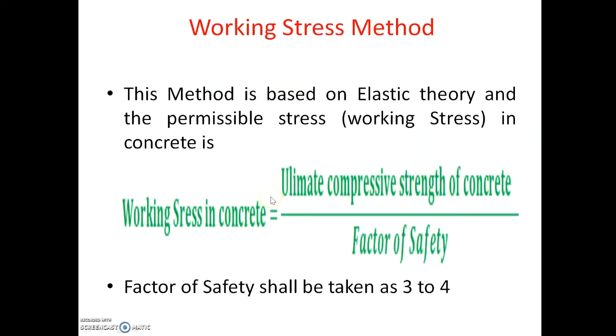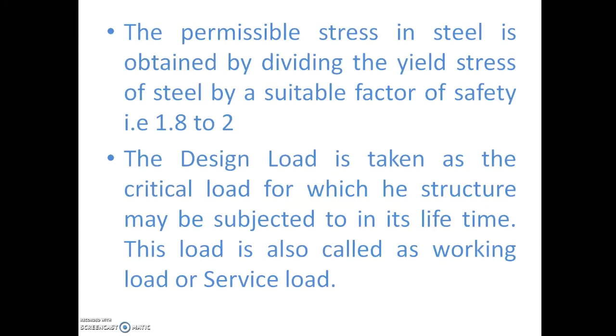The working stress method is based on the elastic theory. The working stress in the concrete is equal to the ultimate compressive strength of the concrete divided by a factor of safety. In this case, the factor of safety is taken as 3 to 4. The permissible stress in the steel is obtained by dividing the yield stress of the steel by a suitable factor of safety. In this case, the factor of safety for steel is taken as 1.8 to 2.